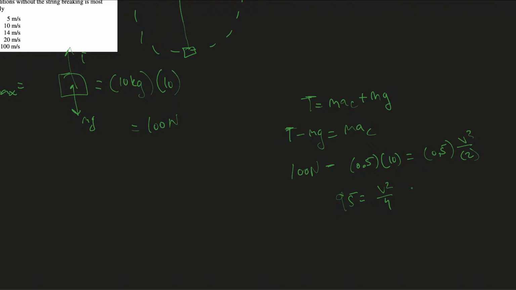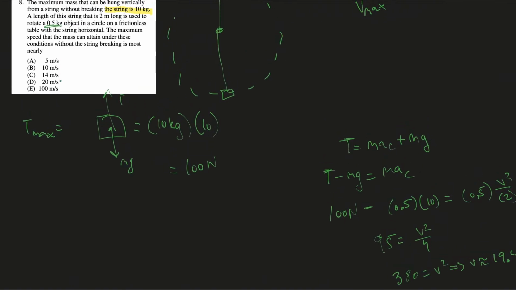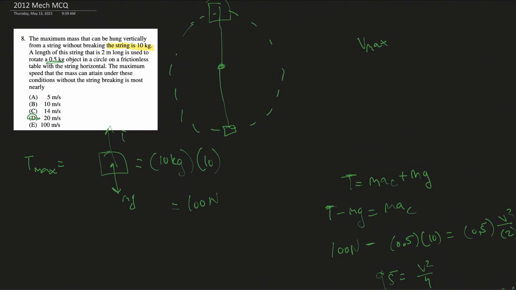95 times 4 is 380, is equal to v squared. Taking the square root of 380 gives us about 19, which would imply that v is equal to 19.49 meters per second. And the closest answer to that here is 20, so that's D for 20, for number 8.